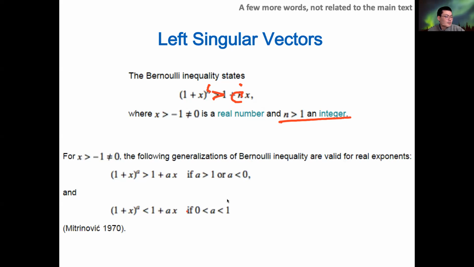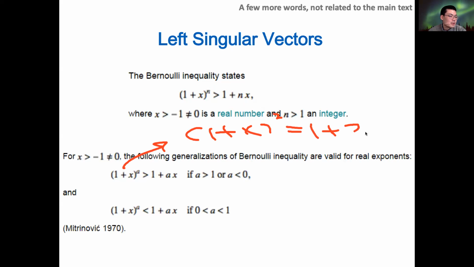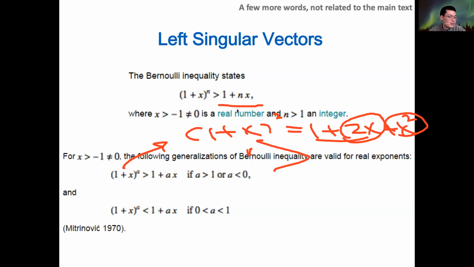If a is between 0 and 1, then in this special case the inequality is reversed. Otherwise, it's always larger. This is also very easy to memorize. Just think about what 1 plus x to the power 2 is. It is equal to 1 plus 2x plus x squared. You have the 1 plus 2x term, and you have x squared, which is always positive. So that's why this is larger than 1 plus 2x.